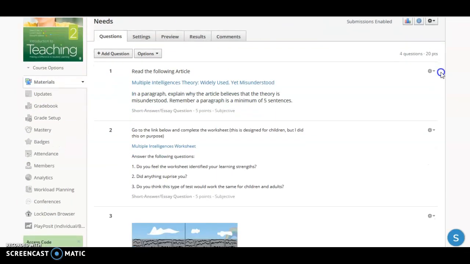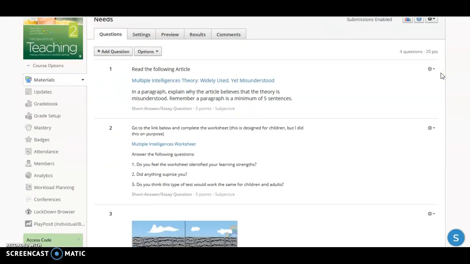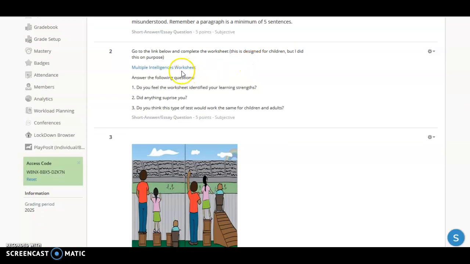In the first one, you're going to look at an article regarding multiple intelligences, and in a paragraph explain why the article believes that the theory might be misunderstood. A lot of people do a great job with this one, telling me about the theory, but they don't actually answer that question. So why does the article propose that the theory might have been misunderstood? Specifically, Howard Gardner discussed a little bit of why he feels it was misunderstood in the way that he presented it.